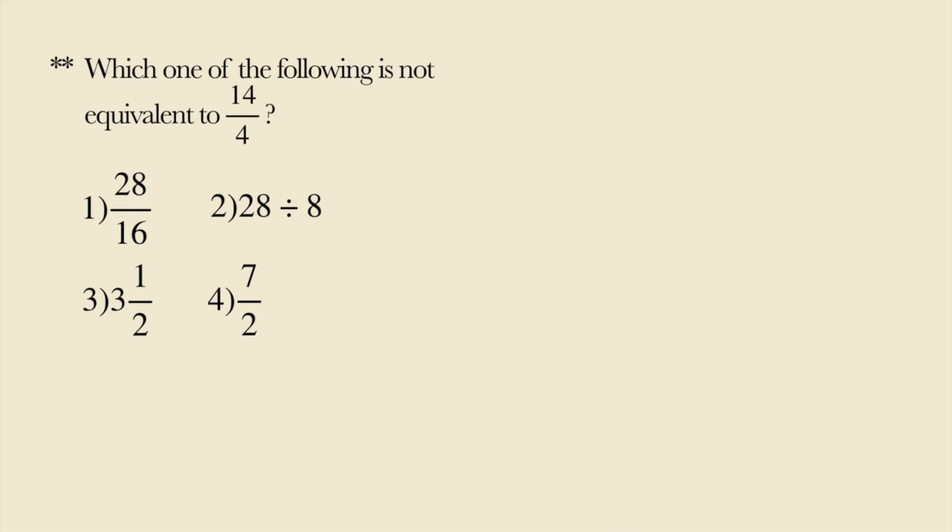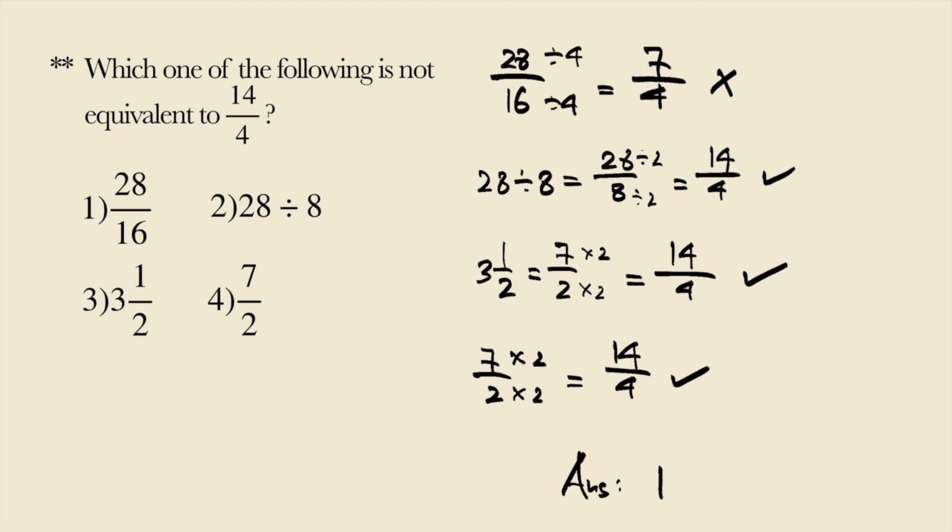Okay, the first thing I would do is to say 28 over 16. Yep, if you divide by 4 throughout, you get 7 over 4, simplified, right? So the denominator is 4, that's right. But the numerator is not 14 though, so this is definitely not what we're looking for. Yeah, and because that's the first choice, that's the answer.